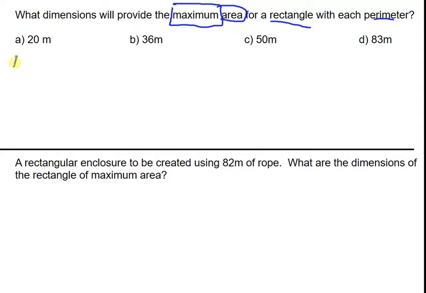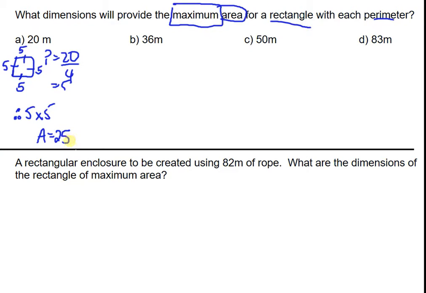For example, if you have a perimeter of 20, we know that in order to maximize the area, we're looking at a square. So the perimeter is 20, let's divide it by 4 and we get 5. That means every single one of these lengths around the square is 5. So the dimensions are 5 by 5. And if this question asked us for the area, it would be 25 meters squared.